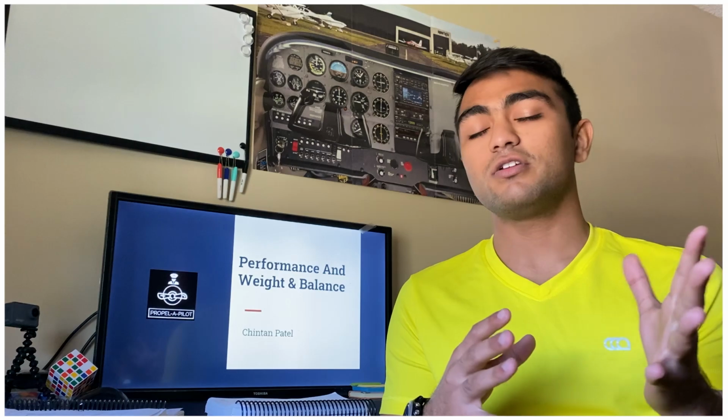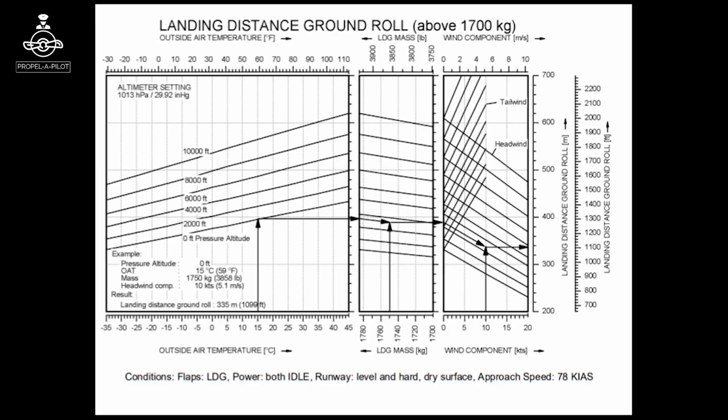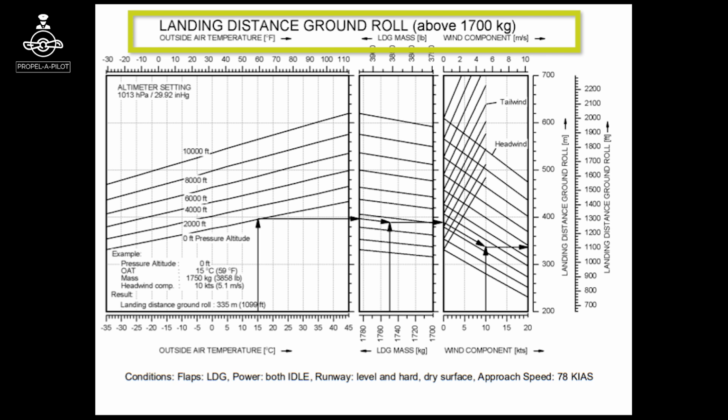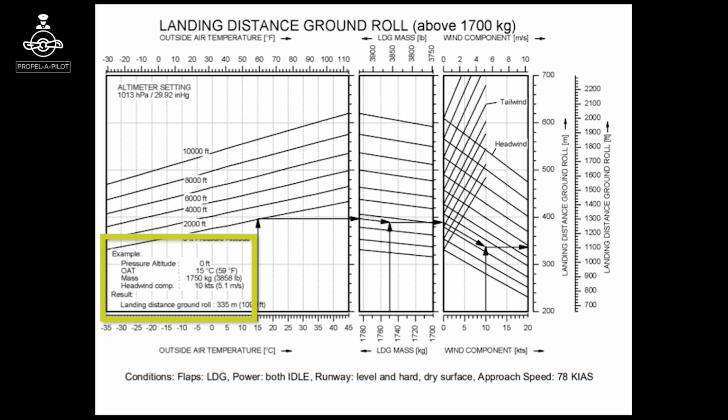For simplicity, we are going to use the sample given in the landing graph itself so that it is easier and much more clear for us to follow. Alright guys, take a look at this graph that I was talking about. This is the landing distance ground roll graph above 17,000 kg for this particular aircraft. On the bottom left corner of the first box on the left, you see an example. It talks about pressure altitude of 0 feet, outside temperature of 15 degrees Celsius, mass of 1750 kg, and headwind component of 10 knots. Let's see how we can use this information and this graph to get our required performance values.